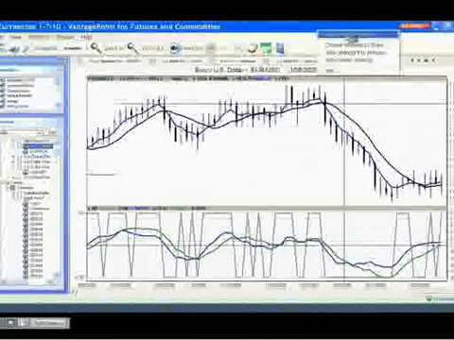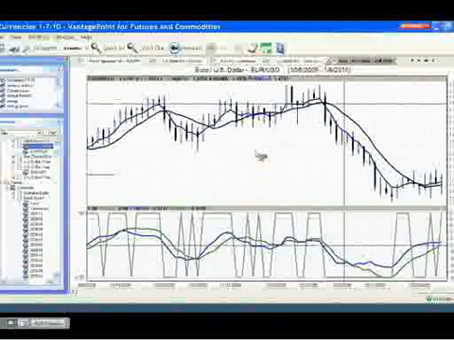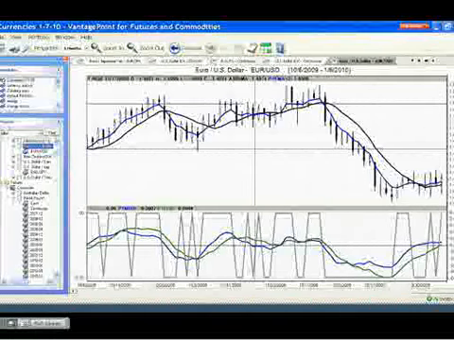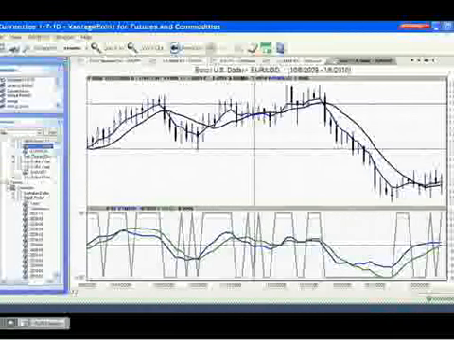I'm going to switch over to another screen here and show you a little bit more in detail how we look at those things and what they tell us, because it's very interesting to see some of these indicators and how they operate and what they tell us.